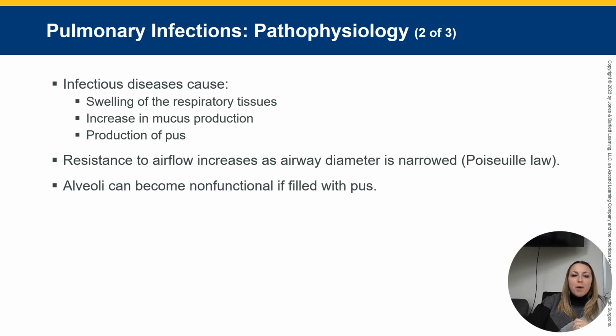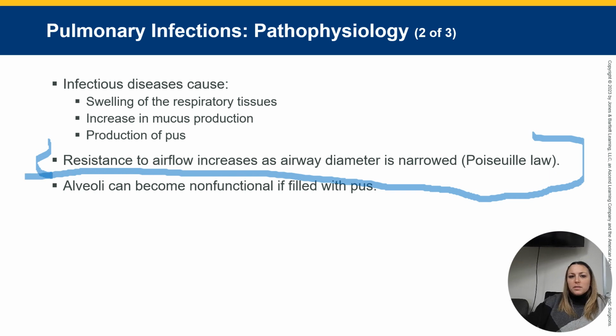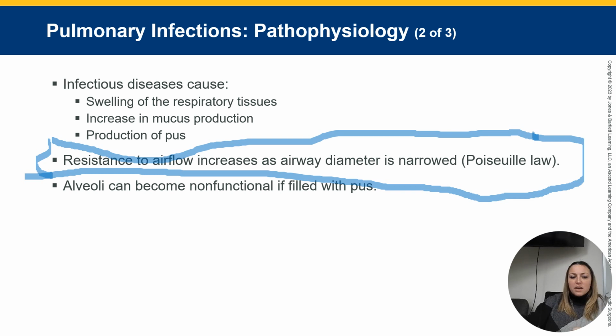And then production of pus. Resistance to airflow increases as the airway diameter is narrowed. Again, there's Say's law. I don't know how to say that. I'm probably saying it wrong. It's fine, but I want you to know this. There's a reason why it showed up multiple times, right? We need to know this one right here. I'm just covering it up. That's not helpful at all. But make sure you get that in there.